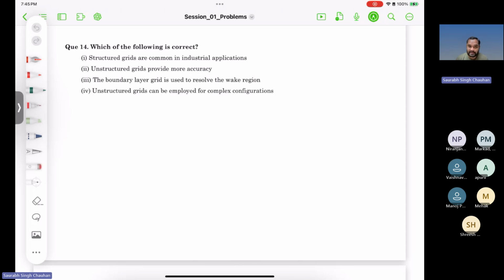Third option says boundary layer grid is used to resolve wake region. Again, this is not correct. In the boundary layer, the grid size is really, really small, and that is used to resolve the boundary layer region, not the wake region. Fourth option says unstructured grids can be employed for complex configuration. This is the correct option, right? Complex configurations will require unstructured grids, and industrial applications are mostly complex configurations, so for that we have to go for unstructured mesh. So the fourth option is the correct one.